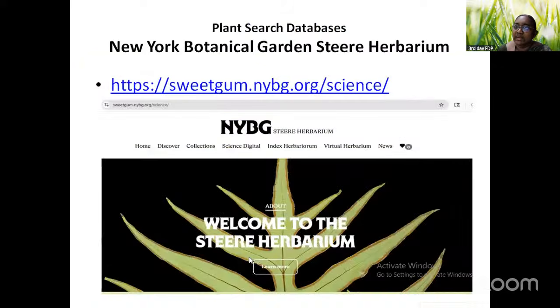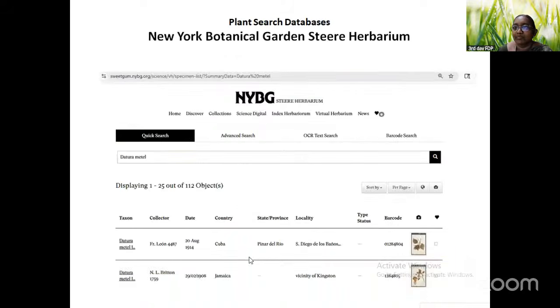So the next site is the New York Botanical Garden Steere Herbarium, in short the NYBG Steere Herbarium. As the name itself indicates, it is a herbarium. So here we can search the plant material. When we type the plant material, we get the herbarium specimen of the selected plant. There will be a list given. When we click on this image, all the data and images related to that particular plant, genera or species or region will be displayed.